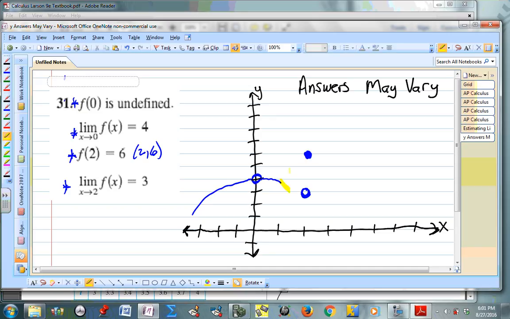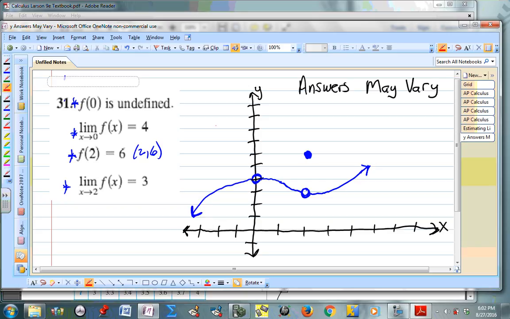Oops. Hold on a second. So I'll go like this, and then continue on. I guess that's all the information we have. So I'll throw an arrow here, an arrow there, and this would be one answer that meets the criteria. That's not the only answer.